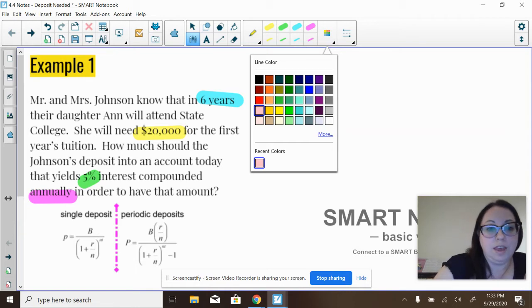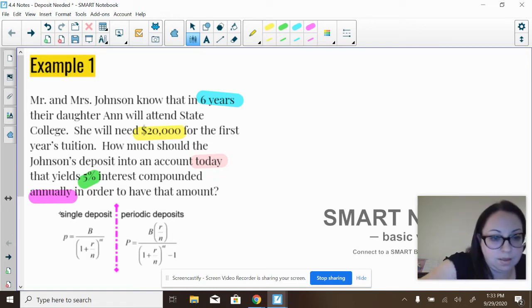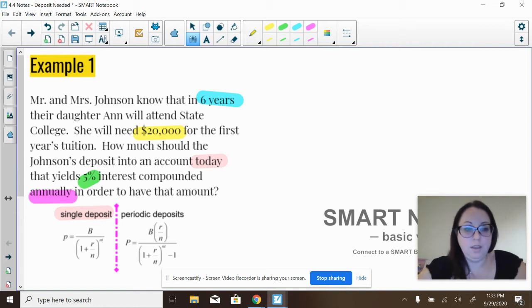I am seeing that they asked me how much I'm going to deposit into the account today. That means one deposit. If I see today, if I see now, that just means I'm doing it one time and I'm going to let it sit there for the next 6 years. So we are going to plug into single deposit, okay? So that looks like the balance on the numerator, and then the denominator just looks like 1 plus r to the nt.